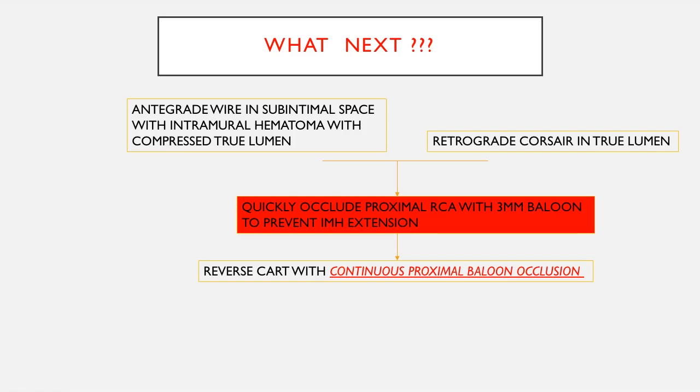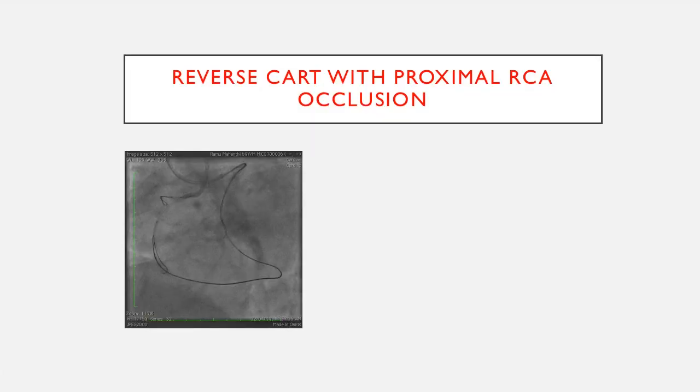So this is very important in this case. Otherwise intramural hematoma will extend, and we may have to terminate the procedure unsuccessfully. And if this doesn't work, reverse CART with balloon, if it doesn't work, then we can go for Guideliner assisted reverse CART. So reverse CART with proximal RCA occlusion.